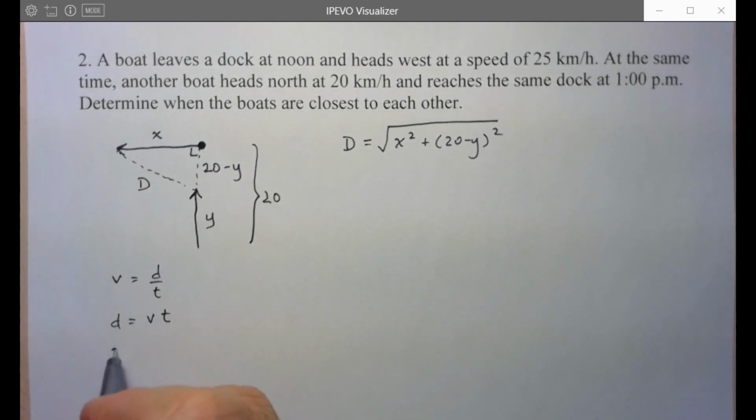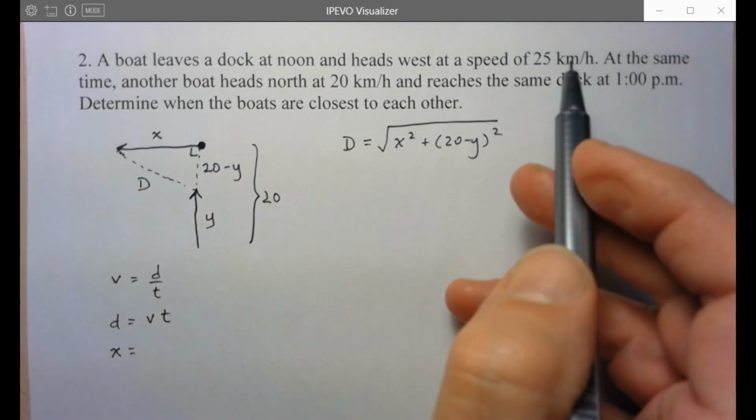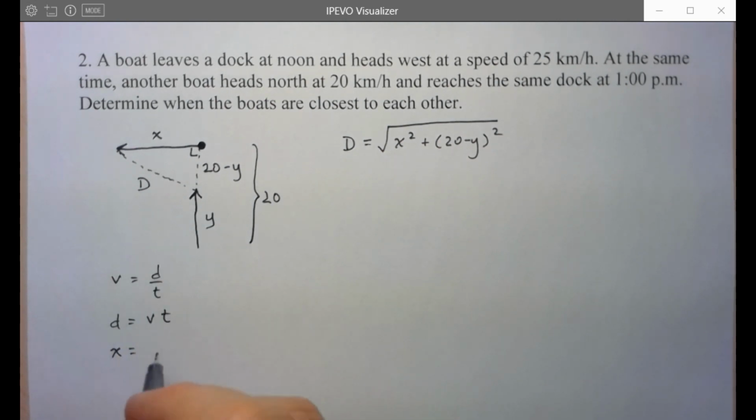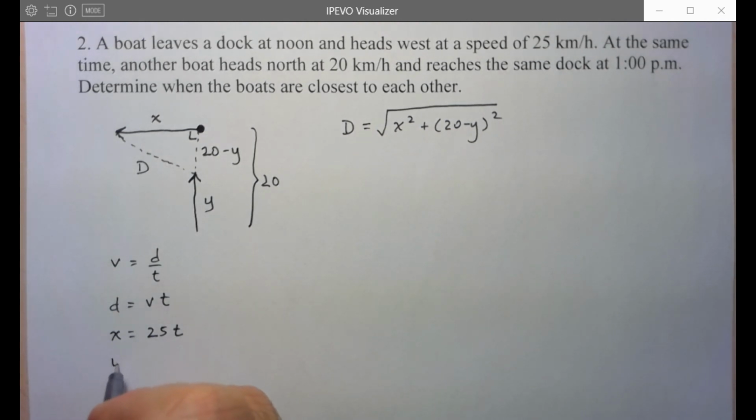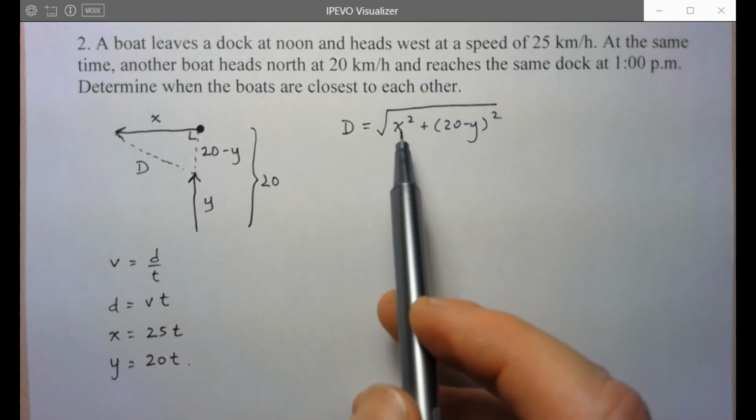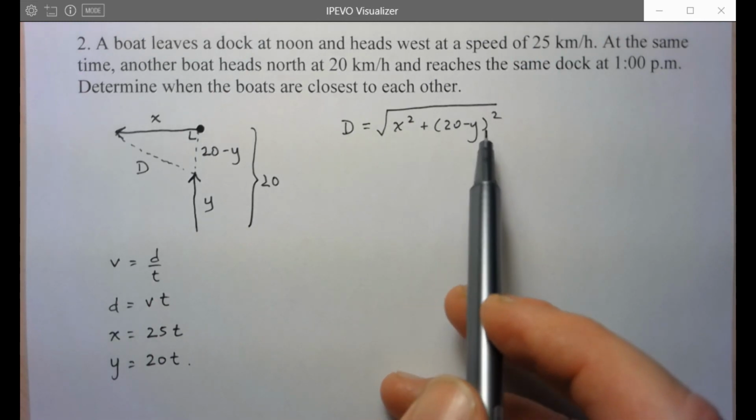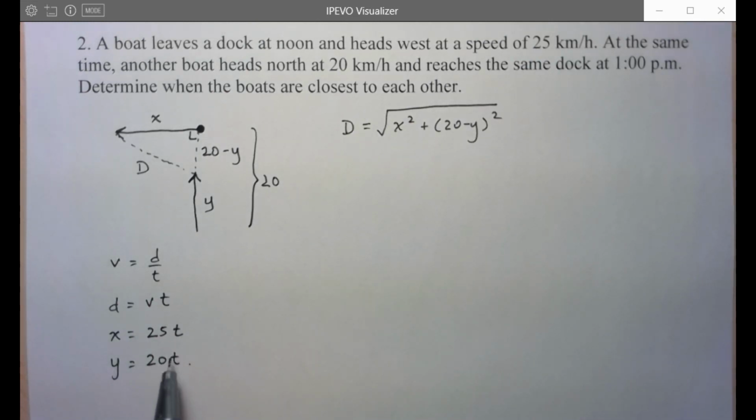So in other words, x is just, well, its speed is 25, so 25 times the time that is traveled. And then y is just going to be equal to 20 kilometers per hour times the time that's been traveled. And look what I've done. I've now managed to write these two variables in terms of the same variable.